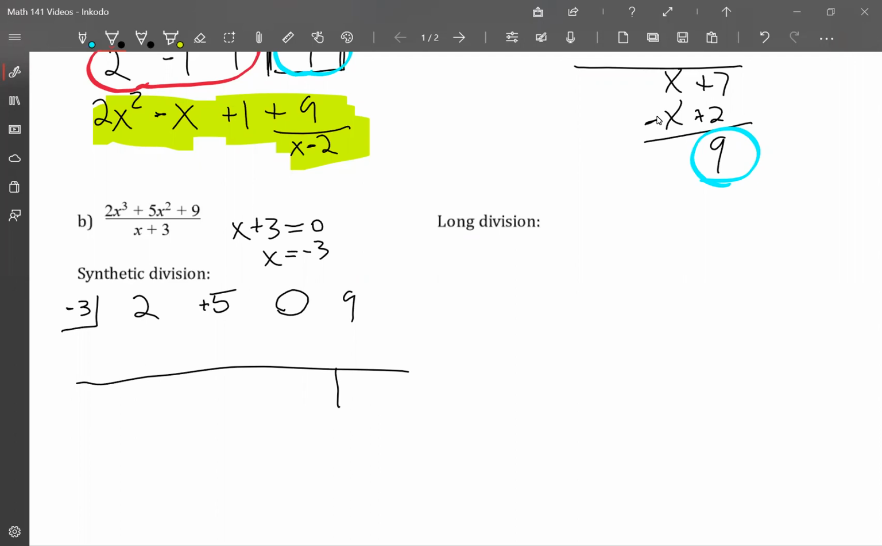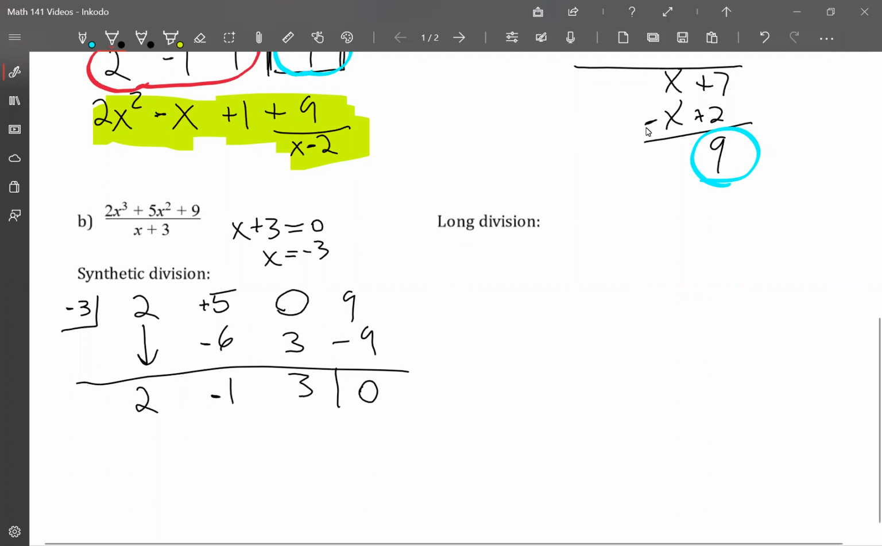So bring the 2 down. Multiply negative 3 times 2, you get negative 6. 5 minus 6 is negative 1. Negative 3 times negative 1 is positive 3. Negative 3 times 3. I'm sorry, we have to do the addition first. 0 plus 3 is 3. Negative 3 times 3 is negative 9. And then when we add 9 and negative 9, we get 0. So in this case, we have no remainder. There's no remainder present in this one.